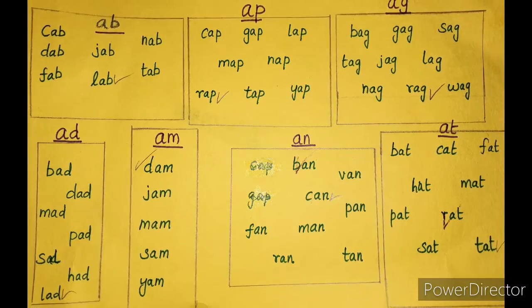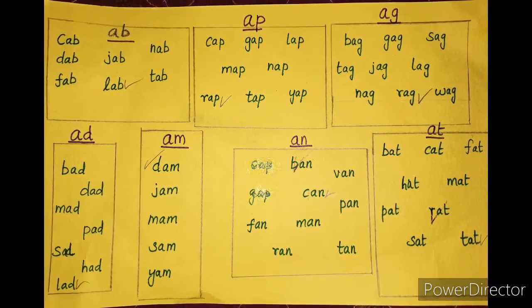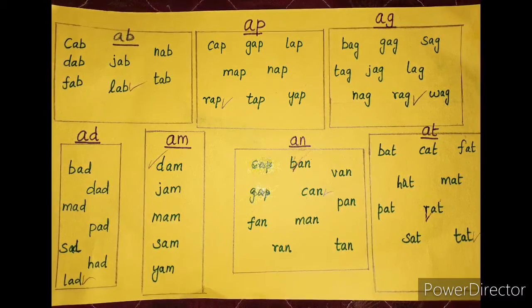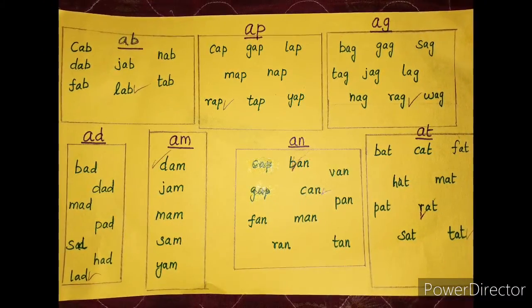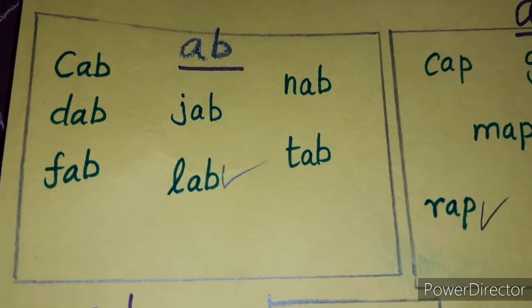So this is the method to teach three letter words, and these are the 7 sets of three letter words under vowel A. I will show you each set separately. You can pause the video and take a screenshot of it, and later on you can take a note of it.